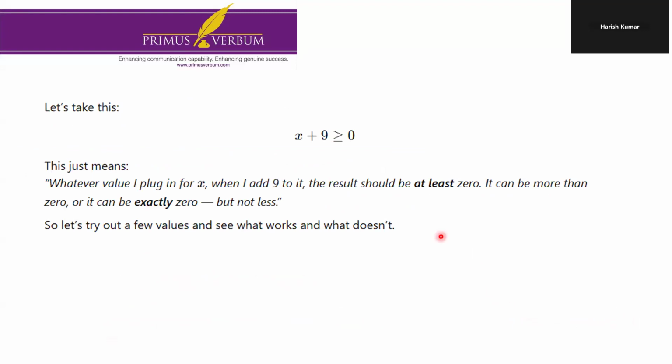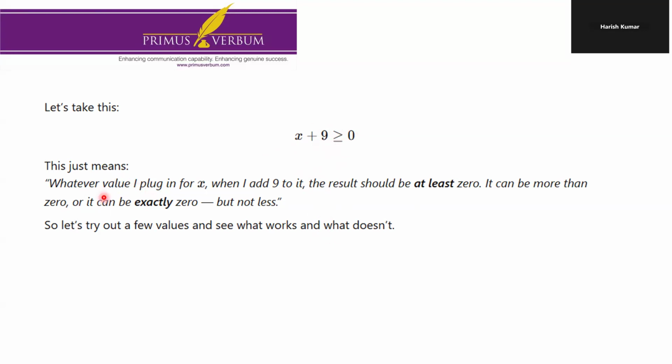Now, let's take a look at this inequality, which is x plus 9 greater than or equal to 0. The previous inequality was x plus 9 greater than 0. Now we have x plus 9 greater than or equal to 0.